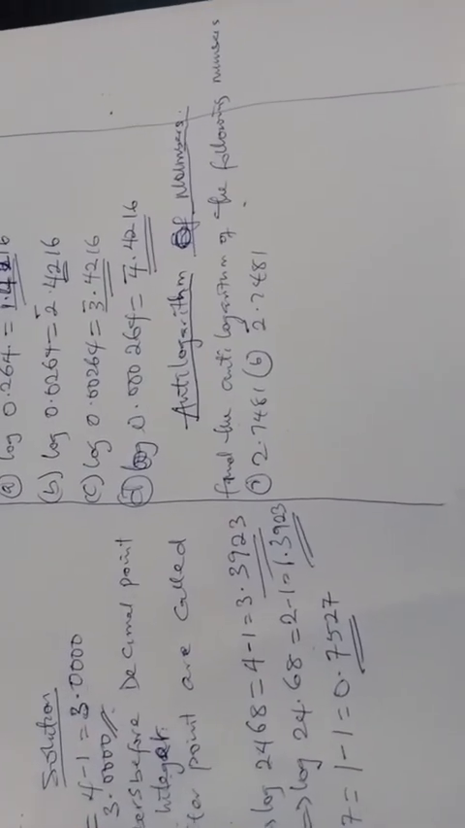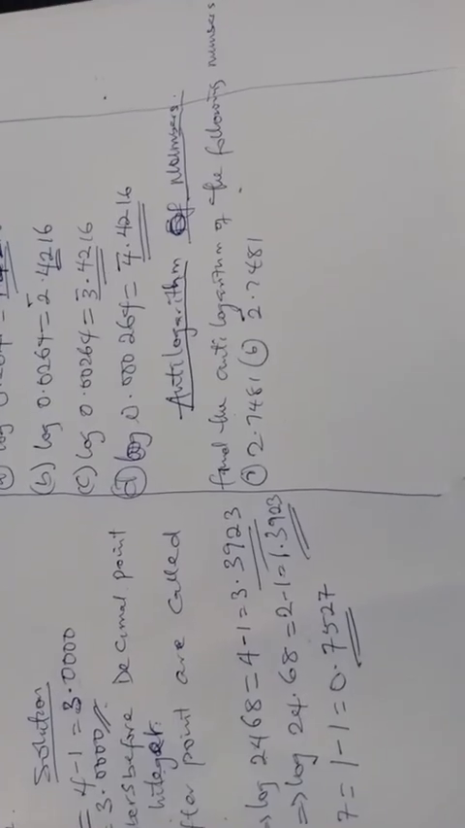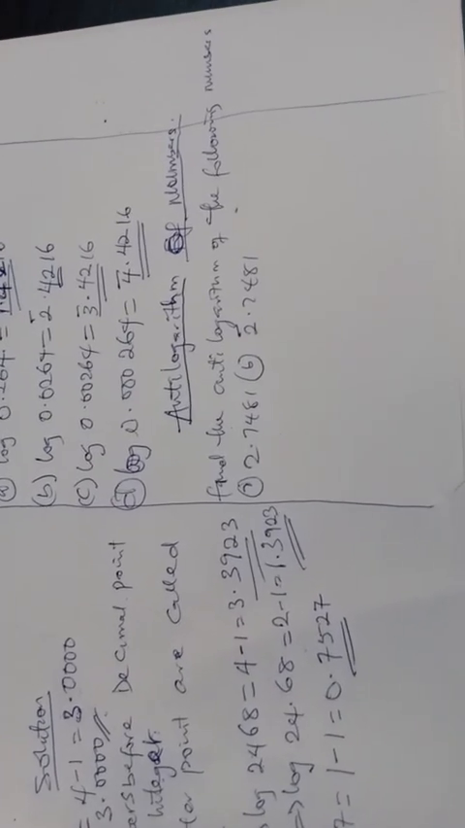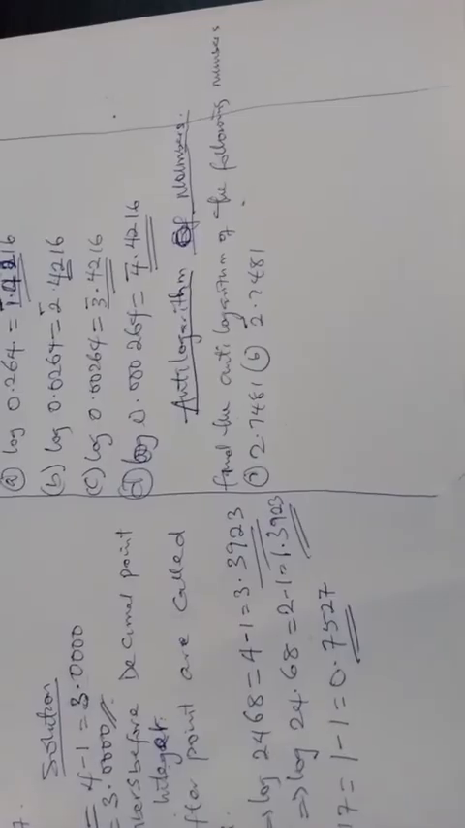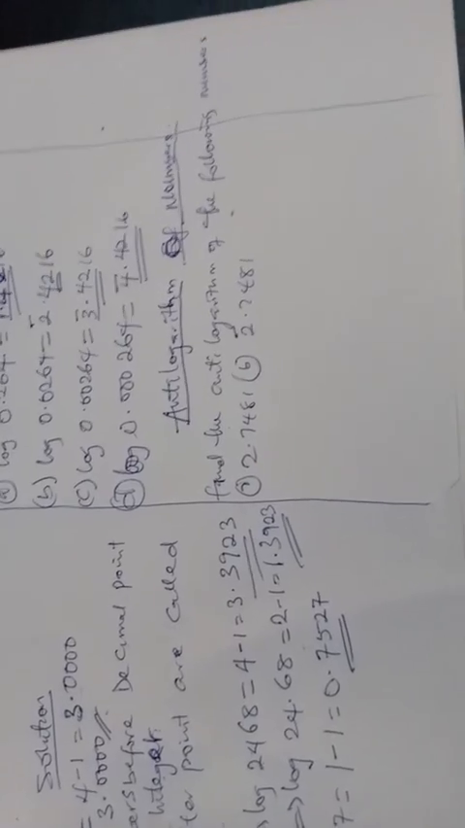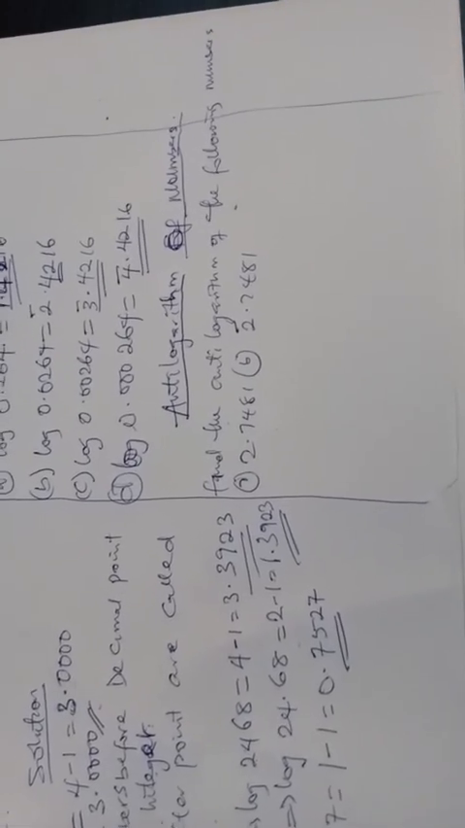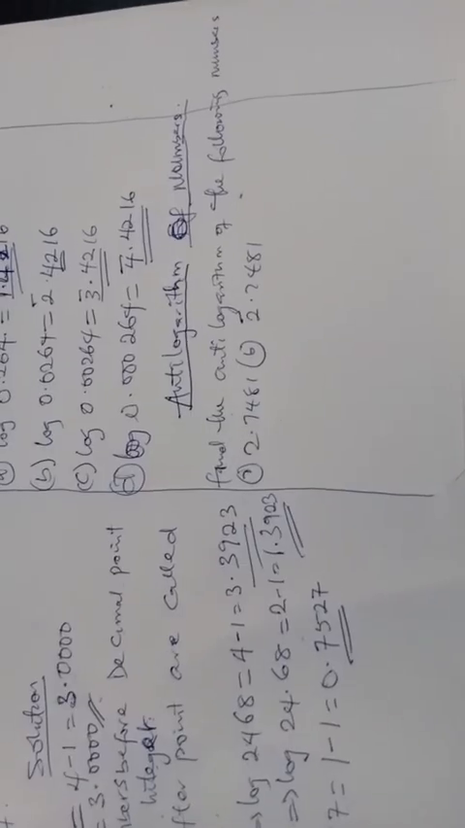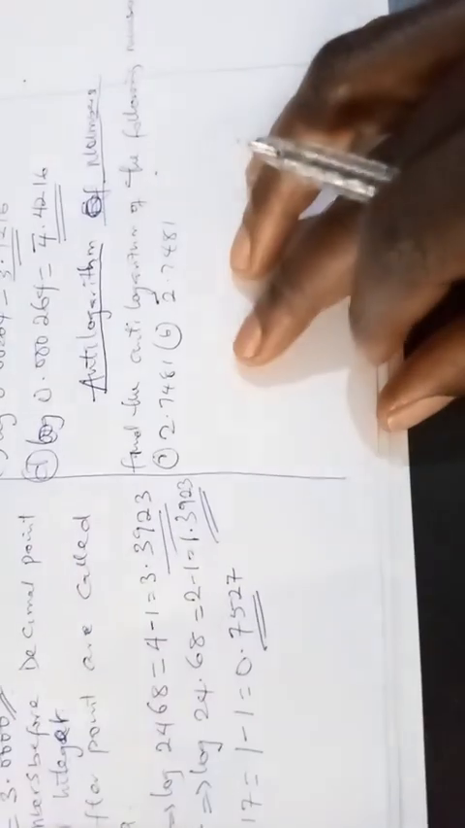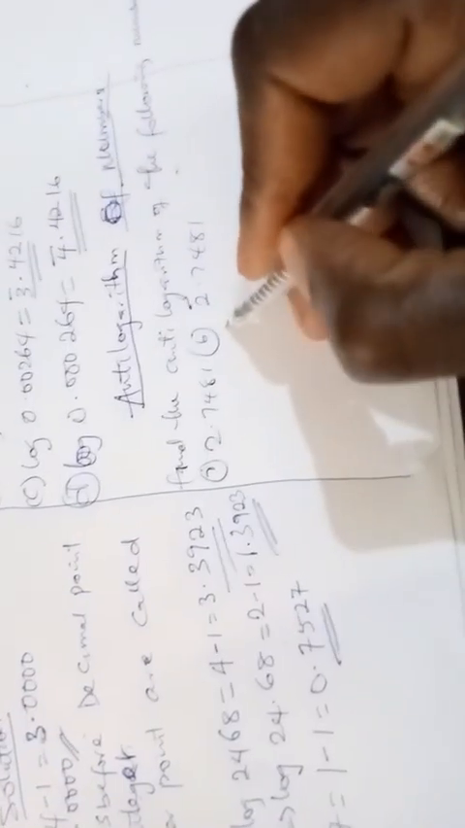Now, before we continue to the multiplication and division of logarithm of numbers less than 1, let's quickly see how to carry out antilog. Let's quickly see how to do antilog. So we have 2 examples. Let's quickly solve these 2 examples before we continue.